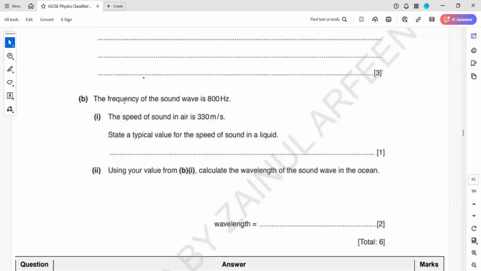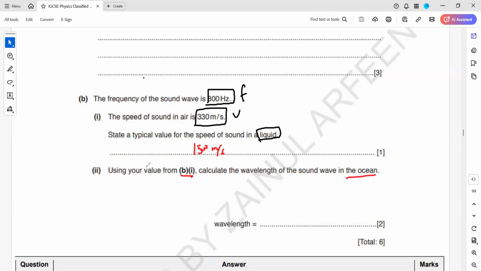Now, the frequency of a sound is 800 hertz. That's the frequency. What is the typical value of the speed of sound in liquid? We just discussed that in the beginning. What is the typical value in liquids? Good, 1500 meters per second. Then use your value for B1. Calculate the wavelength of the sound waves in the ocean.